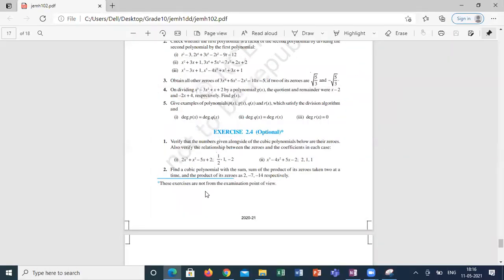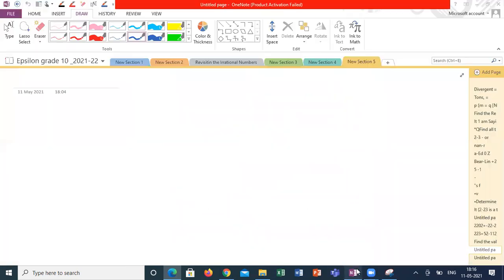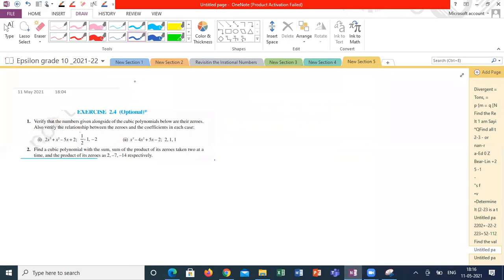Guys, it's only for knowledge purpose, not from the exam point of view, but it will be useful to think at a little bit higher level. For that only I'm asking you to practice these questions. Verify the numbers given alongside the cubic polynomial below are the zeros. Also verify the relationship between the zeros and the coefficients in each case.